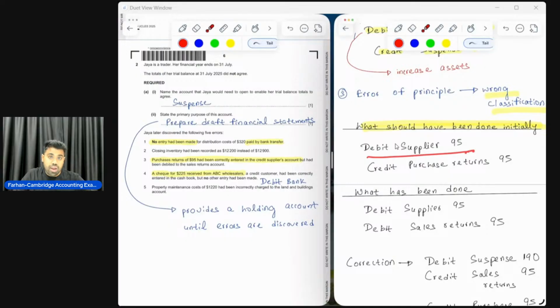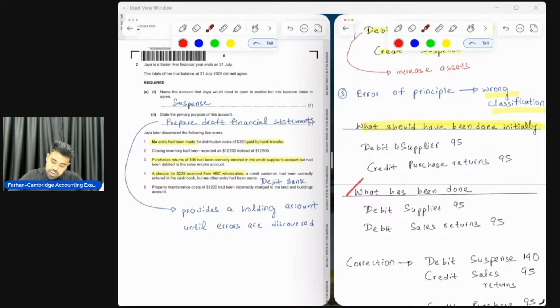Simultaneously, you would be crediting the purchase returns account because obviously we have made some returns with our supplier. And when we buy, we debit purchases, and when we return, we must therefore credit the purchase returns account, all right? So this should have been the correct way to record it initially, where we would be debiting the supplier account by 95 and crediting the purchase returns account by 95. But what has been done?